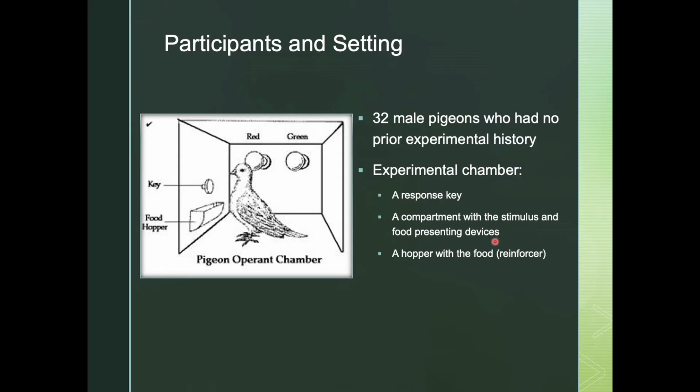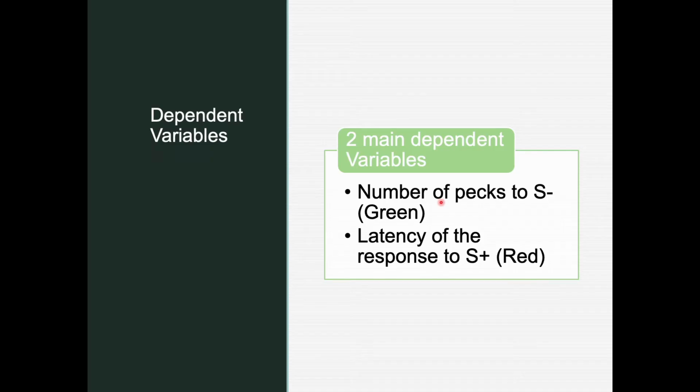Okay, the participants were pigeons. They used an operant chamber that had response keys and various components that you would expect: lights, red and green lights, a food hopper, and so forth. The pigeons were actually split into different groups according to the different experimental conditions.